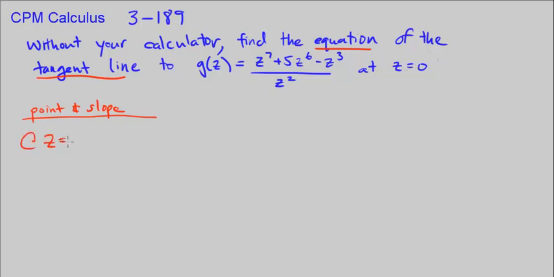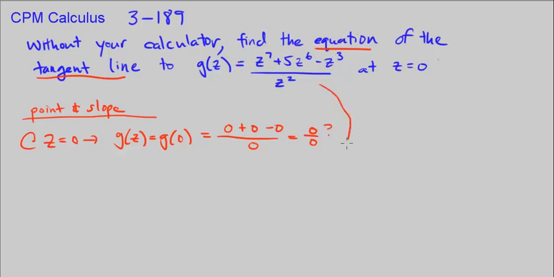At z is equal to 0, what is g of z? g of 0 is equal to 0 plus 0 minus 0 over 0, which is 0 over 0. That's indeterminate. We don't know what that is. Okay, so let's go ahead and investigate this.